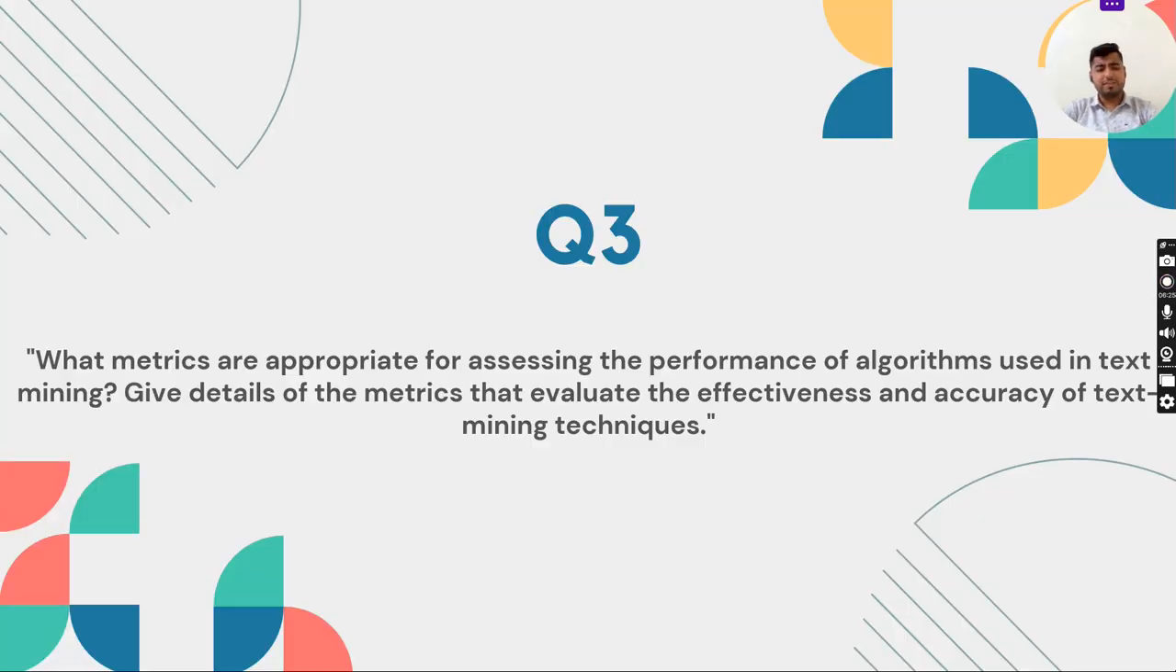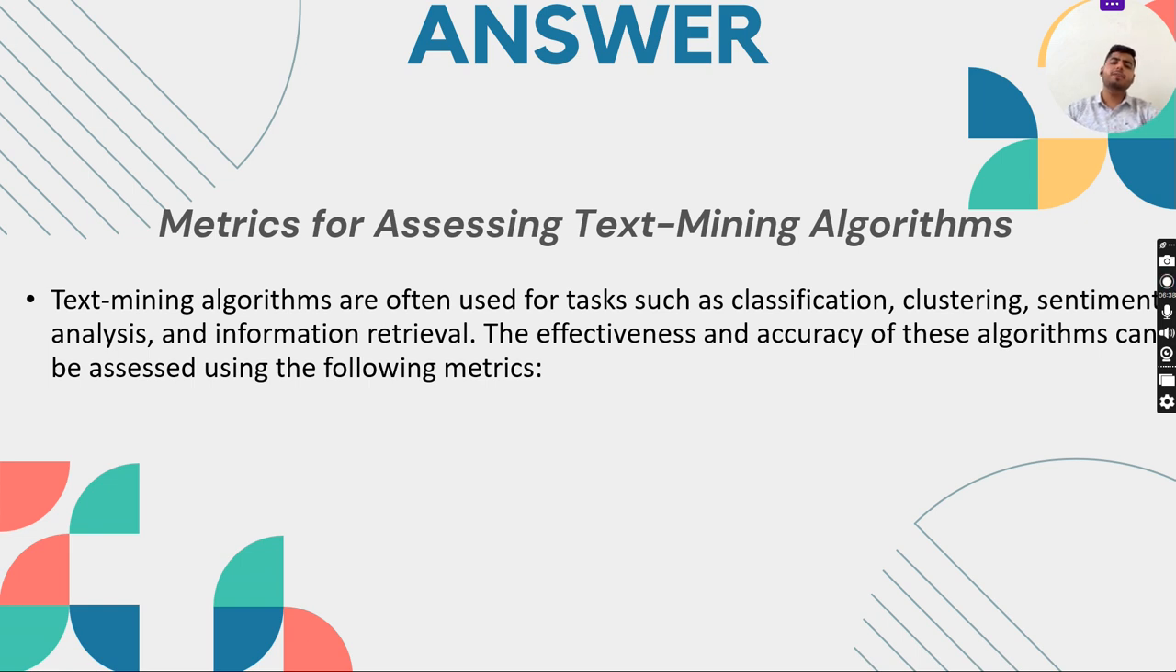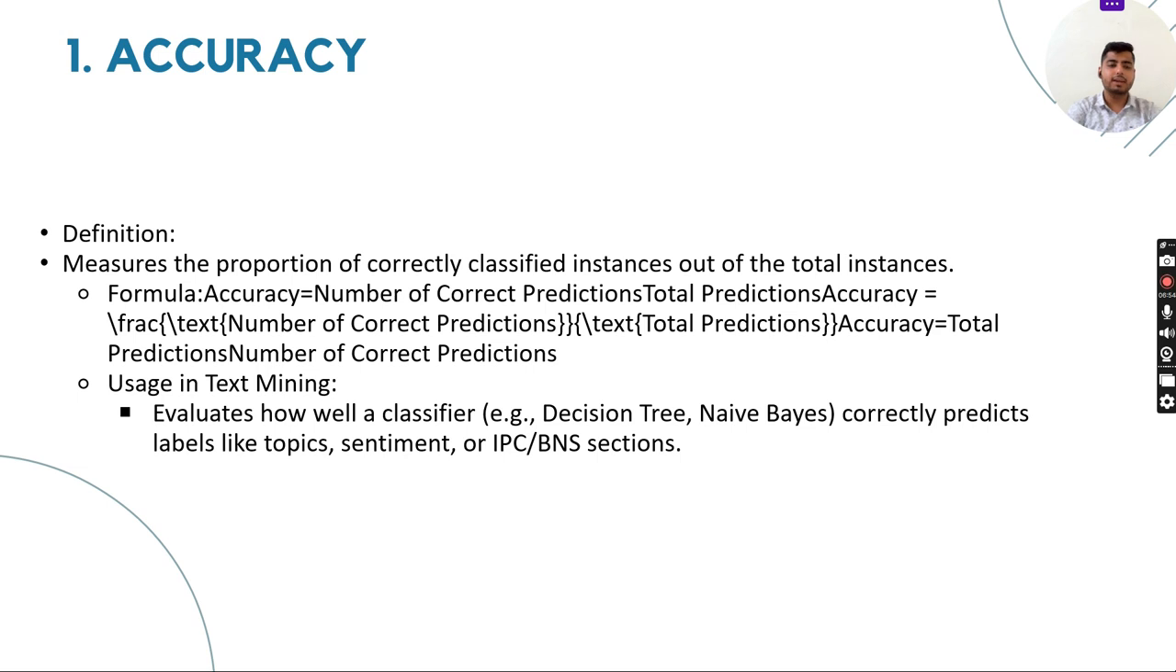So now question number 3: what metrics are appropriate for assessing the performance of algorithms used in text mining? Give details of metrics that evaluate the effectiveness and accuracy of text mining techniques. So the answer: what are the metrics for assessing text mining algorithms? Text mining algorithms are often used for tasks such as classification, clustering, sentiment analysis, and information retrieval. The effectiveness and accuracy of these algorithms can be assessed using the following metrics.